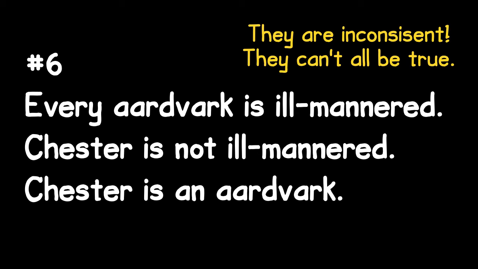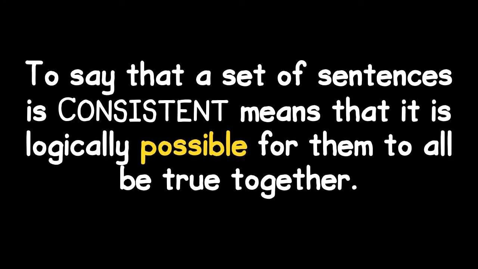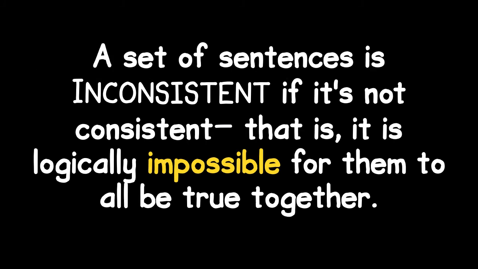They can't all be true together. That's just a matter of logic. But logic can't say which sentence on this list is false. Maybe they're all false. Maybe two of them are false. Maybe just one of them. All we can say as a matter of logic is that they can't all be true. So to say that a set of sentences is consistent means that it's logically possible for them to all be true together. To say that a set of sentences is inconsistent is to say that it's not consistent. That is, it's logically impossible for them to all be true together.